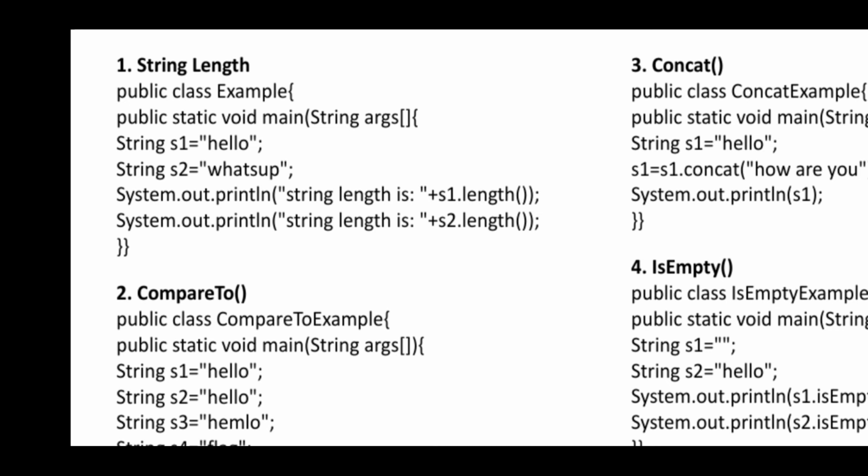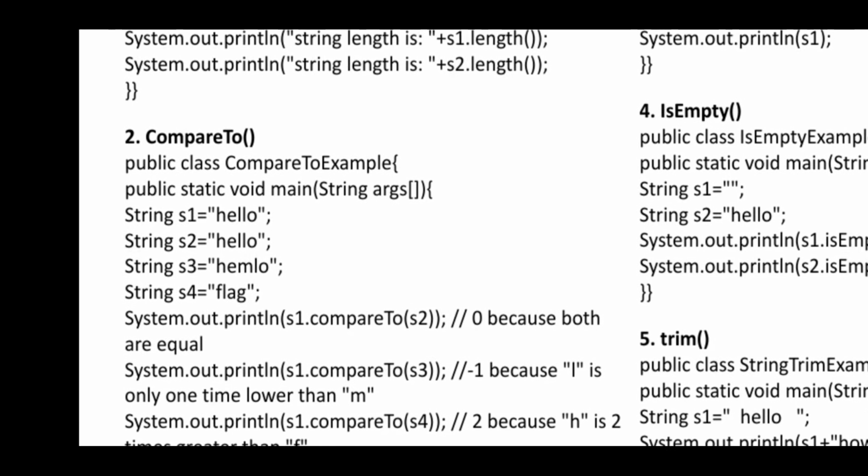Then in the next one you are going to have s2.length. There are 1, 2, 3, 4, 5, 6, 7 different characters present within the string. So s1 has 5 characters and s2 has 7 characters. So this is how you are going to execute string length.